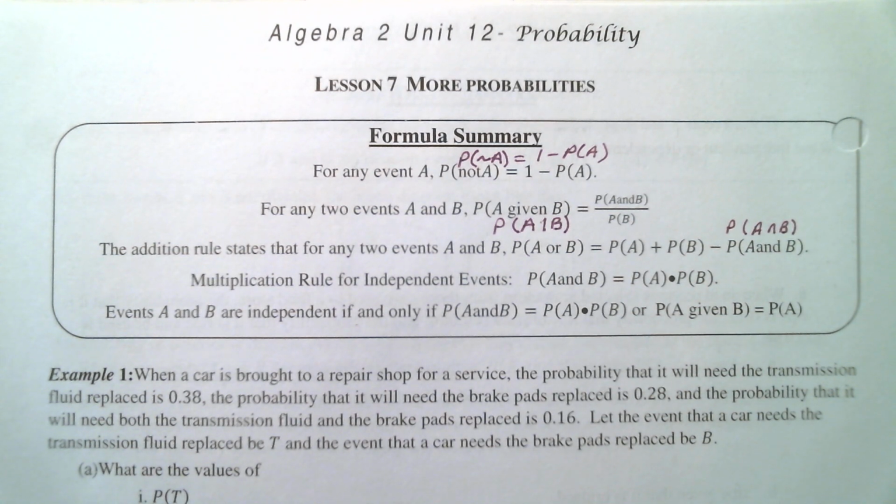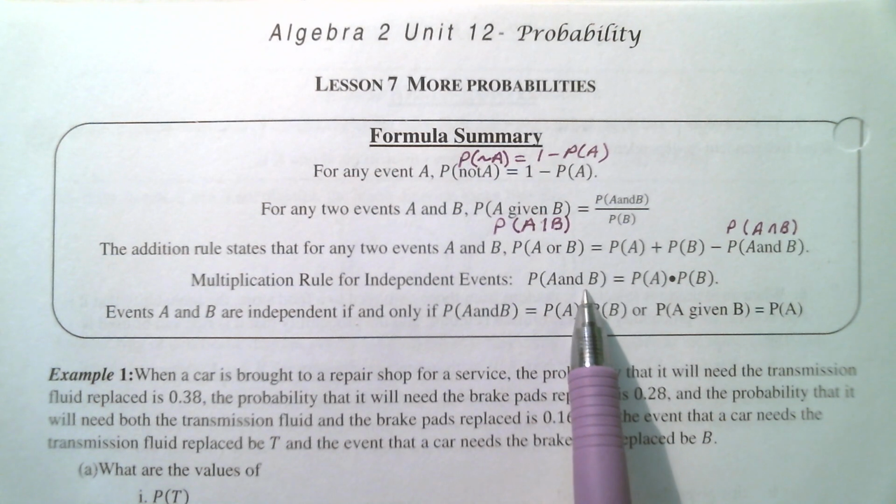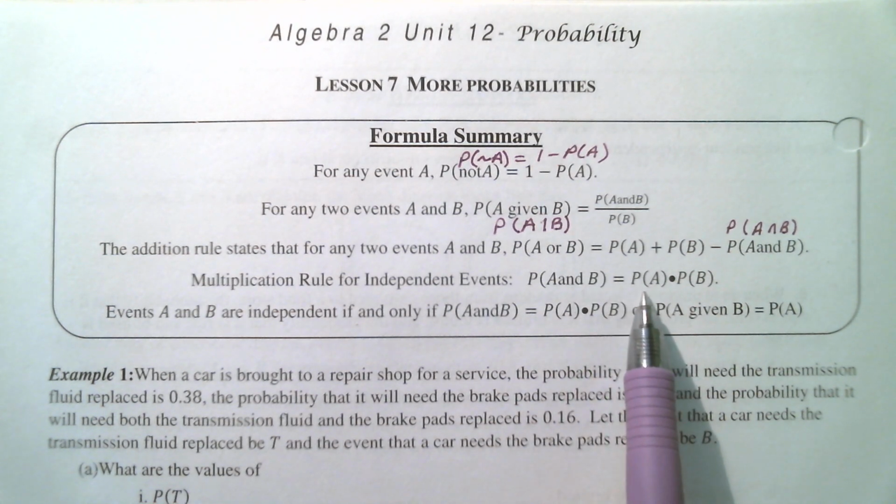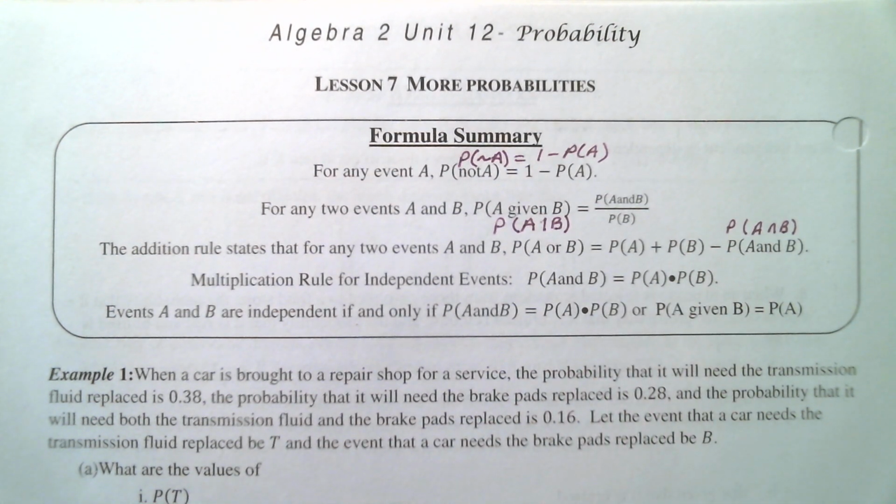The multiplication rule for independent events. So if events A and B are independent, then the probability of A and B would equal the probability of A times the probability of B.